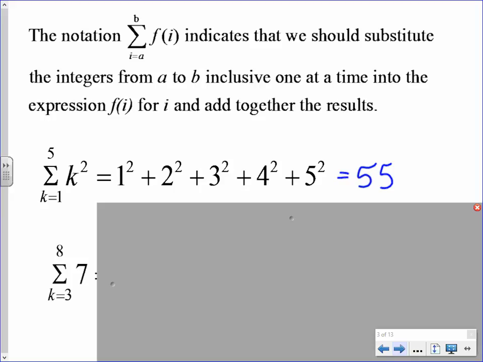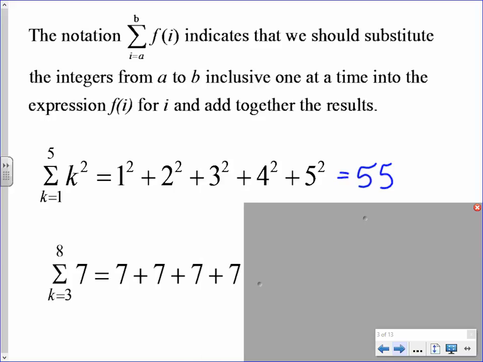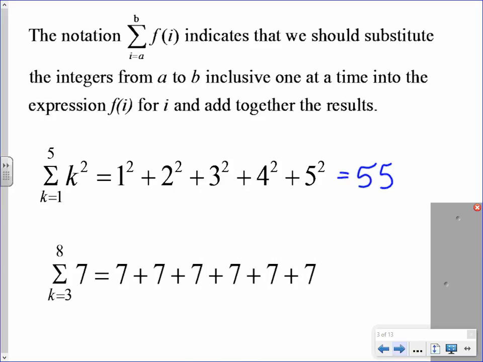So then here we have the sum of k equals 3 to 8 of 7. Mrs. Holman, there is not a k for us to plug into. Is that a problem? No. When we plug in 3, what do we get for our value? 7. When we plug in 4, 5, 6, 7, 8. How many is that? Well, 5, 4, 5, 6. Oh, you're asking for the sum.